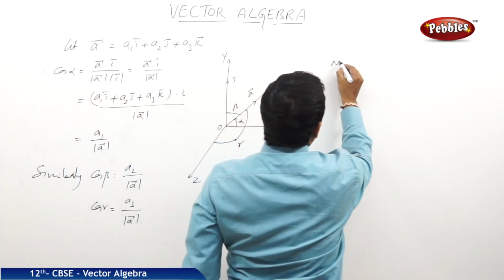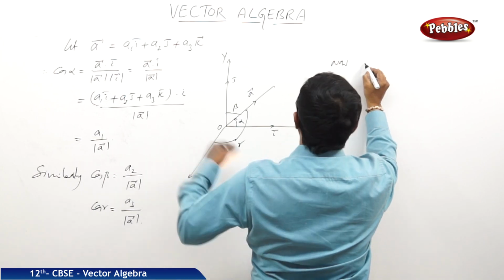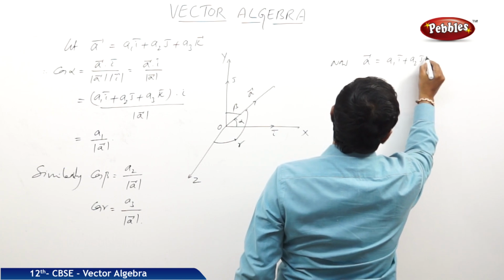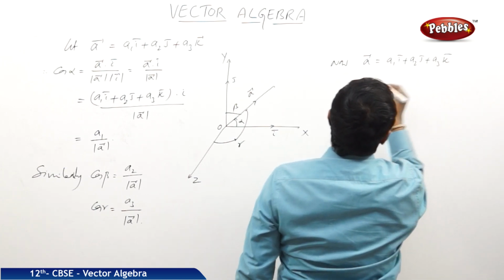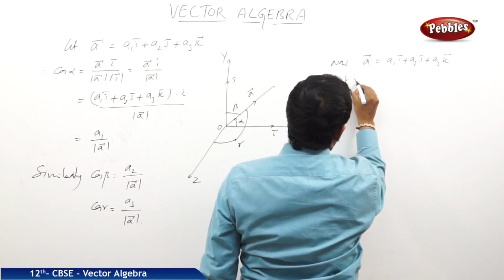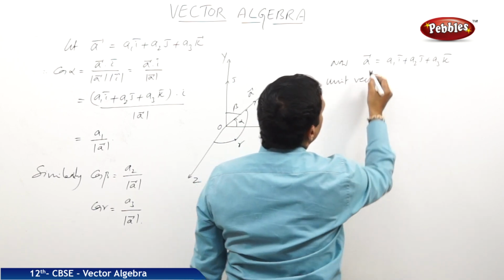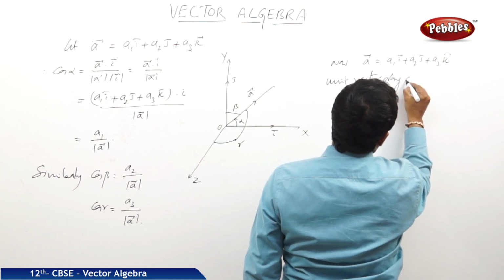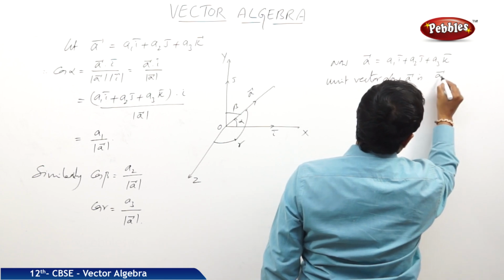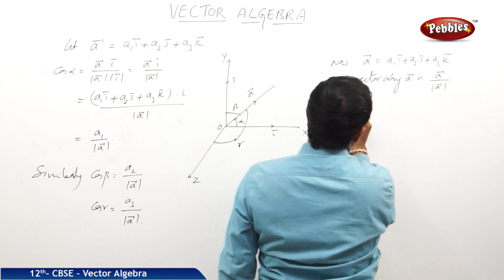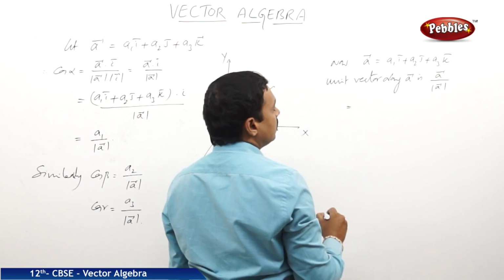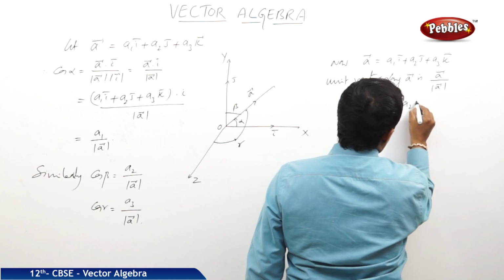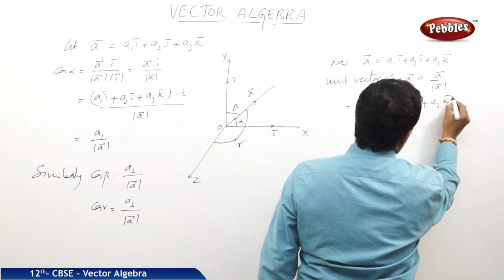But already we have A bar is equal to A1 i plus A2 j plus A3 k. But the unit vector along A bar is A bar by mod A. Unit vector along A bar is A bar by mod A, which is A1 i plus A2 j plus A3 k by mod A.